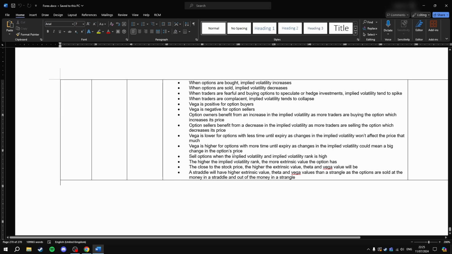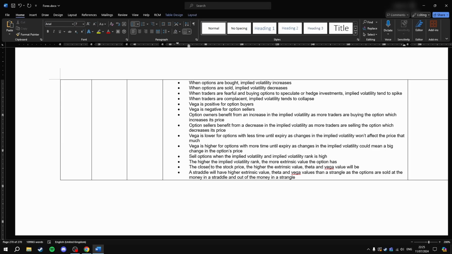So sell options when the implied volatility and implied volatility rank is high. The higher the implied volatility rank, the more extrinsic value the option has. The closer to the stock price, the higher the extrinsic value.